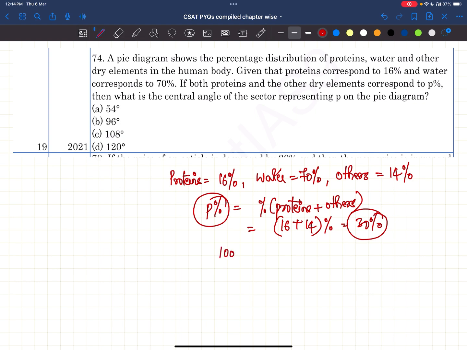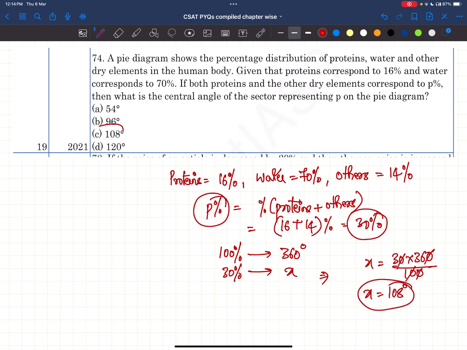Right? If 100% is equal to 360 degrees, we need 30%. How many degrees? Cross multiplication, x is equal to 30 into 360 by 100. Cancel. x is equal to 108 degrees.